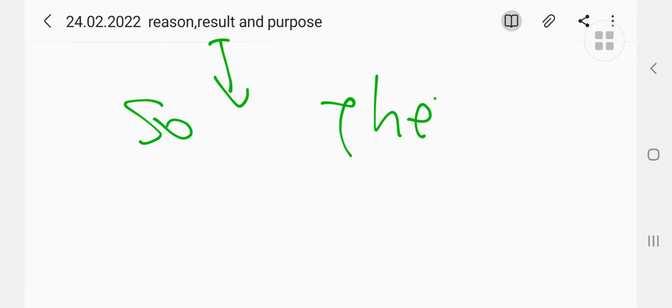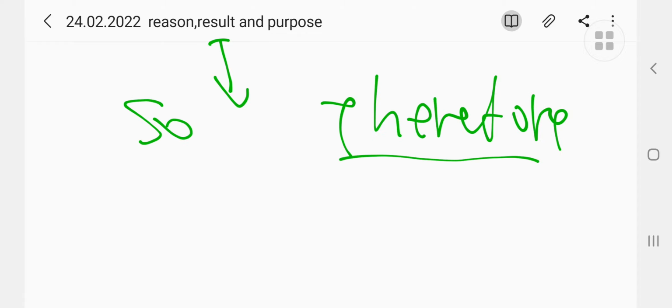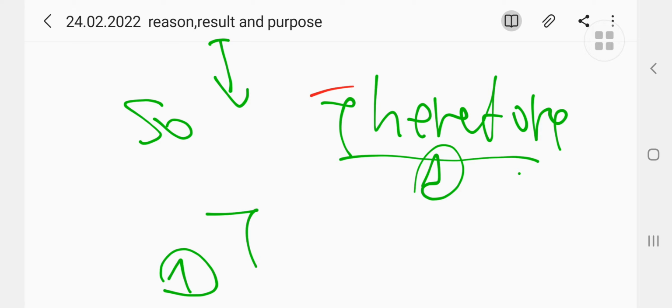All right. The next part is about result. For result, we can use so and therefore. Therefore usually goes at the beginning of a new sentence, not in the middle, so it's always a capital letter, Therefore. So and therefore introduce the results of an action or a situation. So usually goes in the middle of the sentence.